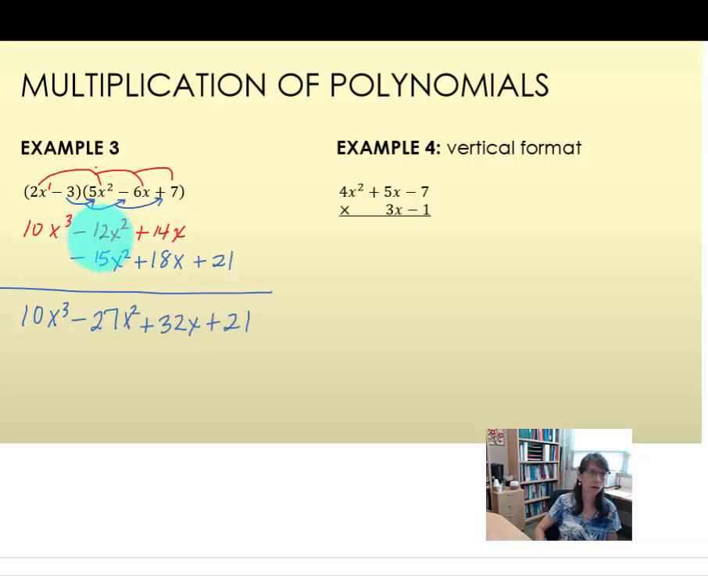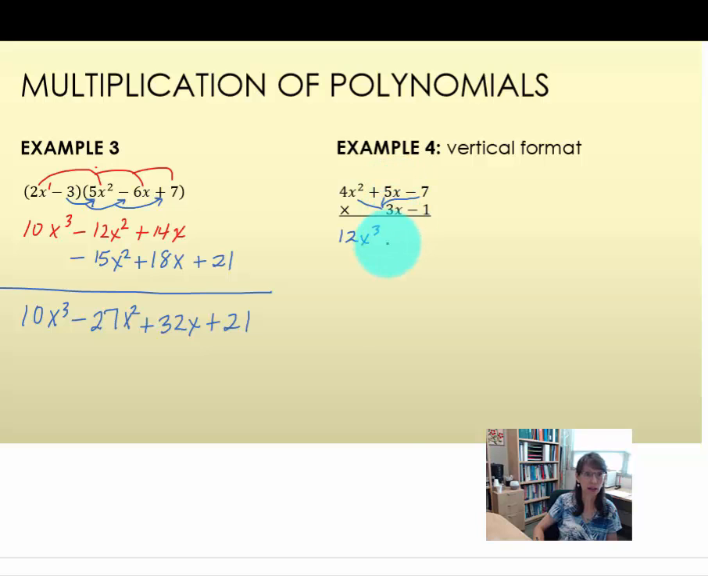And what's nice about lining up these terms with their like terms right away is it saves you a little bit of effort when you have to combine them. Now the last example here already is in the vertical format. So we have 4x squared plus 5x minus 7 multiplied by 3x minus 1. So I'm distributing 3x times each of the terms written above. 3x times 4x squared would make 12x cubed.